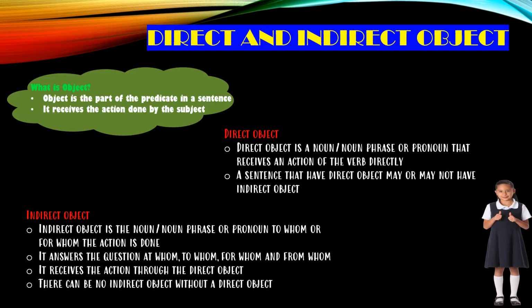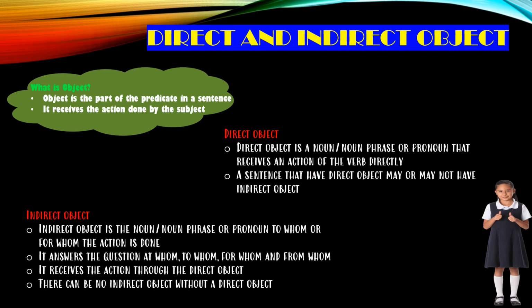Next is about direct and indirect object. What is object? Object is the part of the predicate in a sentence. It receives the action done by the subject, which is the verb. Okay, there are two types of object, which is direct and indirect. First, we look at the direct object.